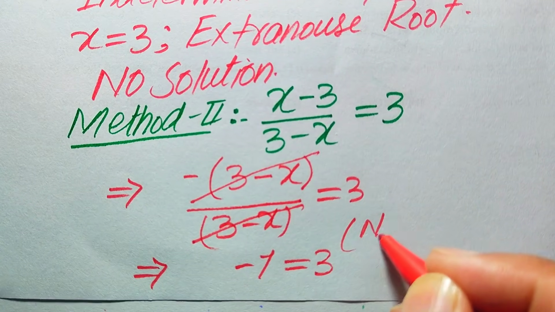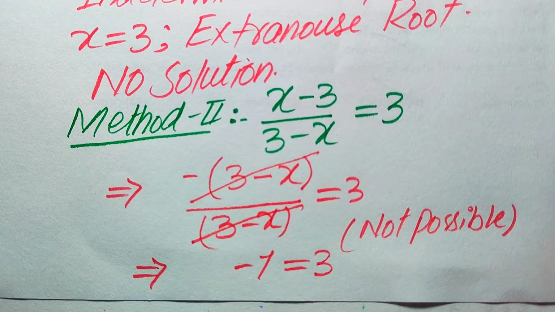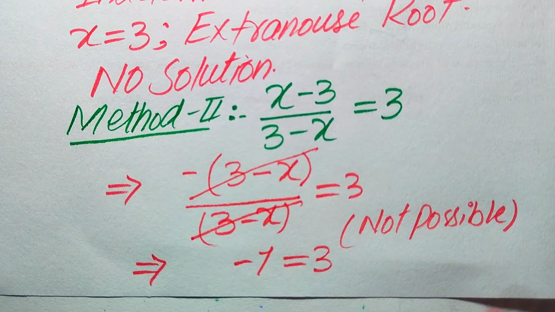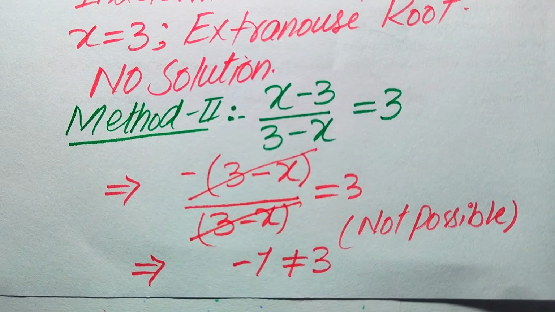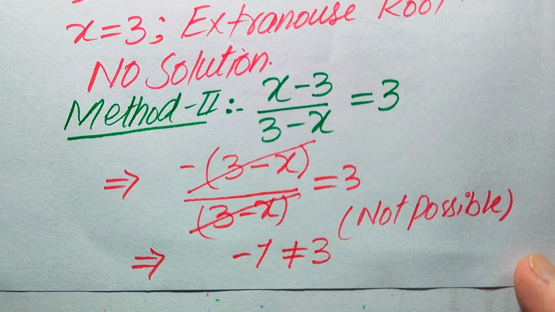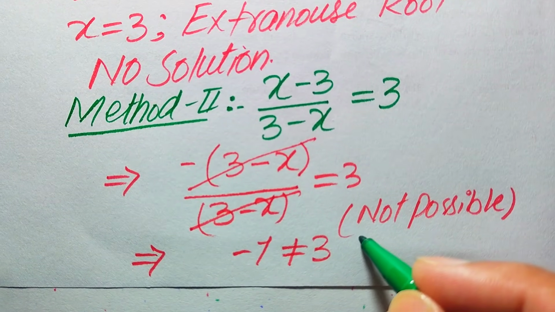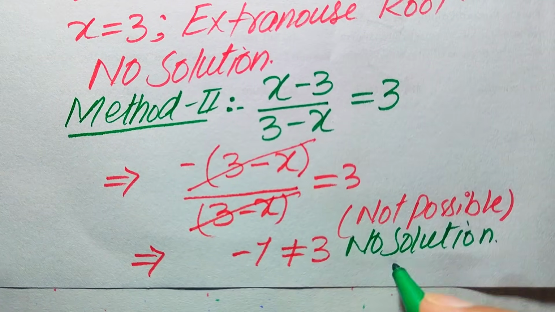You see that this is not a possible case. It is not possible that −1 equals +3, because in general these two values are not equal. So we conclude that in the second method the value of x does not exist, or in other words, we cannot get any value of x which satisfies our given question statement. So we finally conclude that this question has no solution in general.